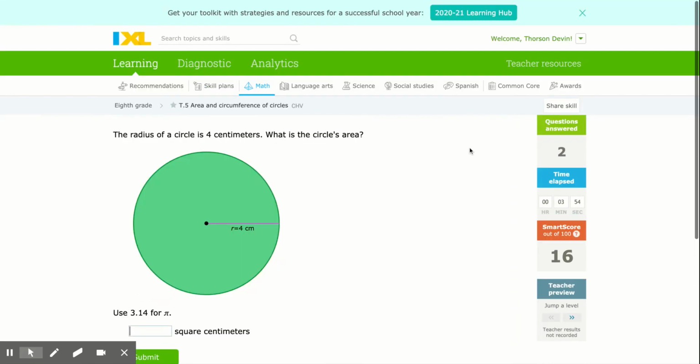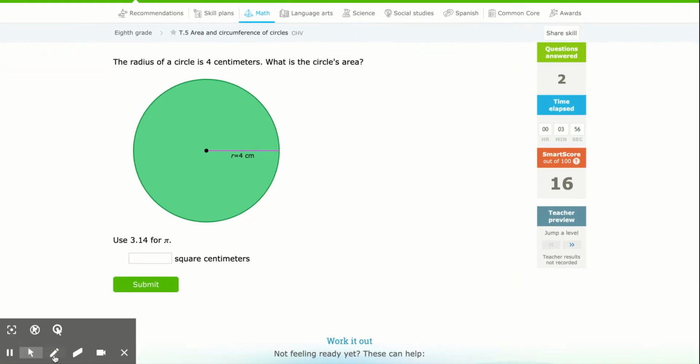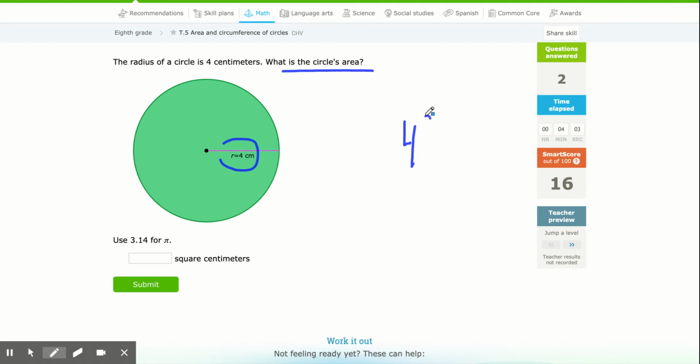So I got it. Now I'm going to read the instructions carefully. This one's asking for area. So now I'm going to take that radius, square the radius, and then times by 3.14. So 4 squared is 16. Again, I'm going to use a calculator. 16 times 3.14 is 50.24. So I type in 50.24. And I think that's really enough to do all this lesson.